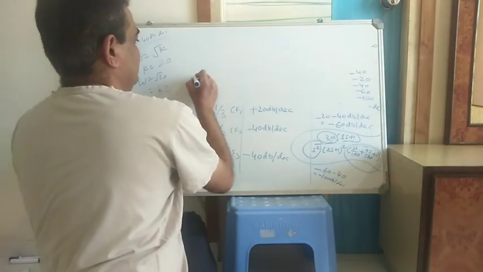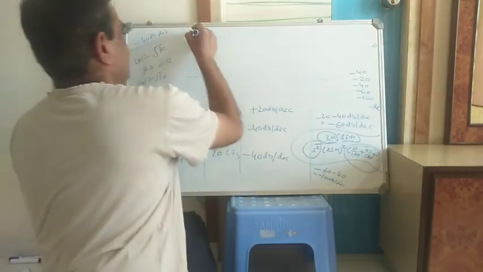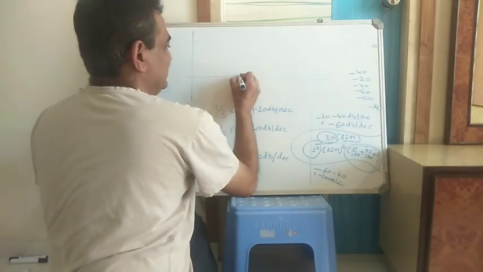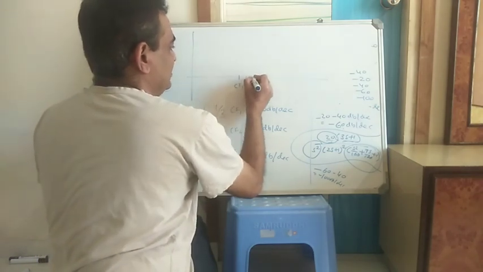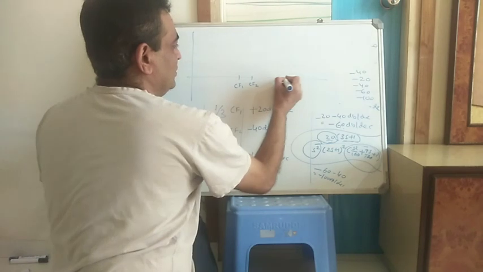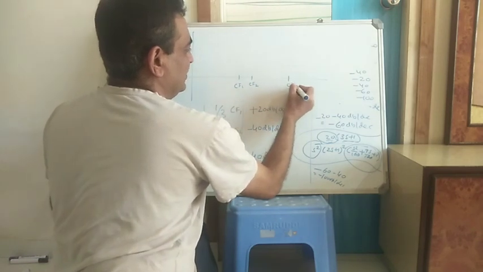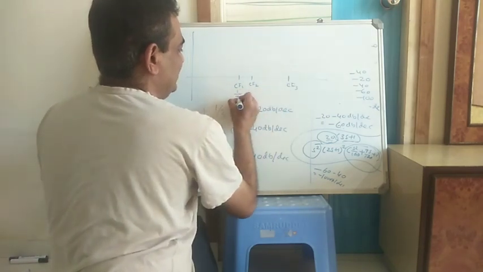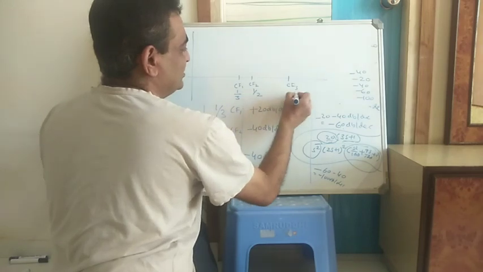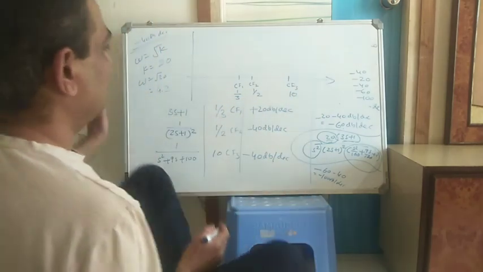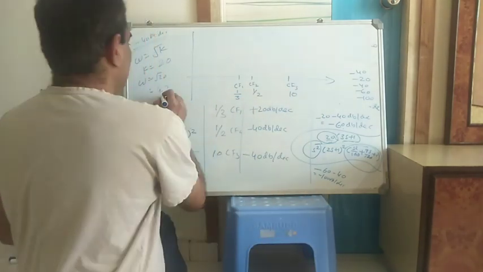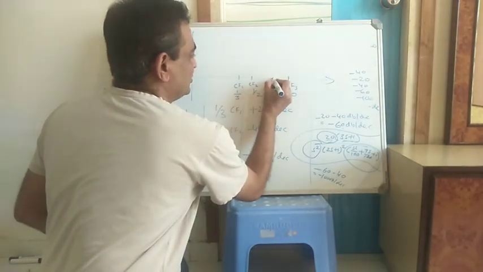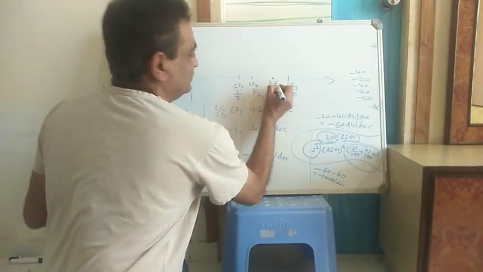Now let's say this is CF1, this is CF2, this is CF3. So this is 1 by 3, 1 by 2, and this is 10, the corner frequencies. Okay, and this is omega is equal to 4.2, let's say here.